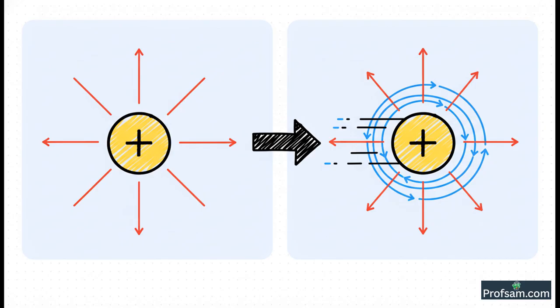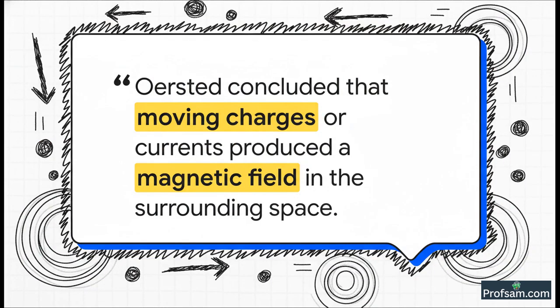It becomes a source of 2 fields. The electric field is still there, of course, but now it also creates a magnetic field. This is the big secret, bachcho. Magnetism is simply a side effect of moving charges. And this brings us to the exact conclusion from your NCERT textbook, which is what you need to remember for your exams. Ørsted's experiment proved that any moving charge, or a collection of moving charges, which we call a current, generates a magnetic field in the space all around it. This one line is the foundation of our entire chapter.